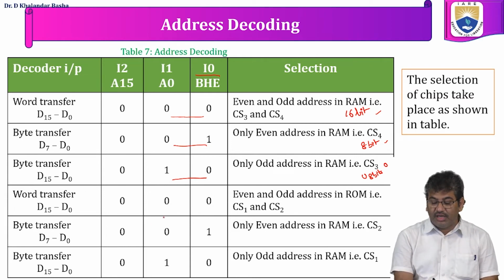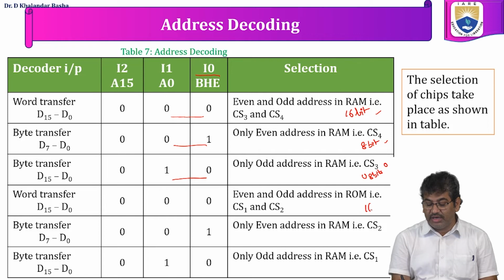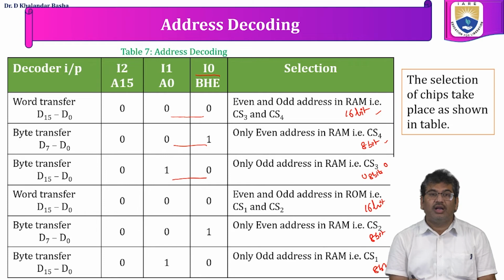Similarly, here, if it is a ROM block, we are going to write these two lines as 00, indicating it is a 16-bit address. 01, it is 8-bit from even address. 10, it is 8-bit from odd address.